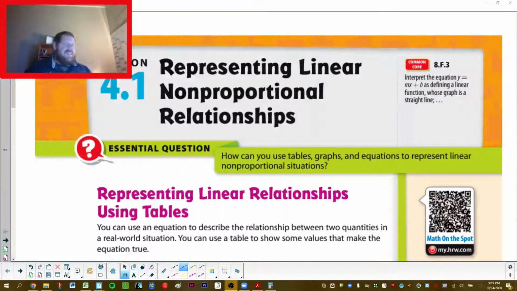Hello and welcome to the section 4.1 lecture. Today we're going to start looking at representing linear non-proportional relationships. A lot of stuff going on there, a lot of big words.